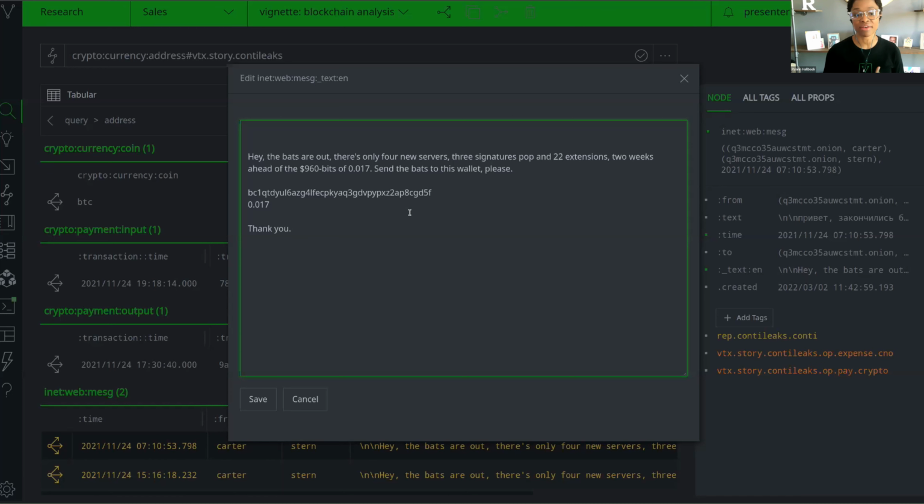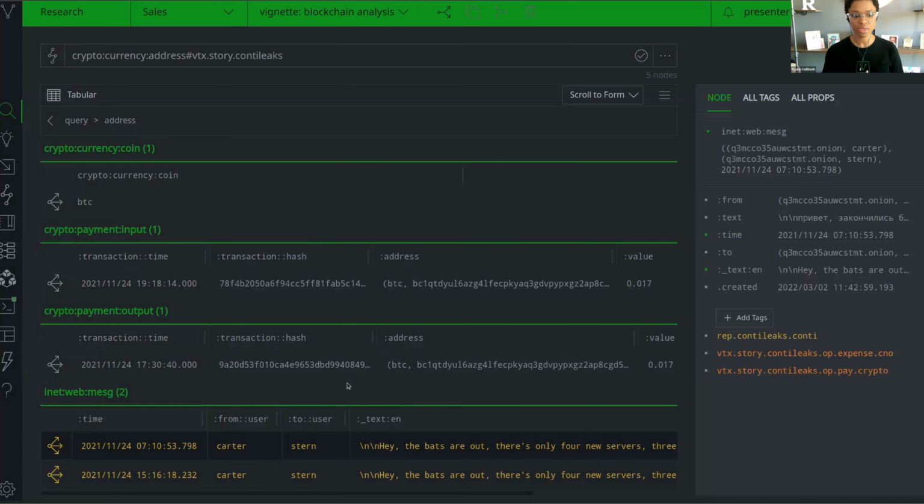So in this message that I have pulled up here, for an example, I see that they're talking about some new servers, some signatures and extensions, and they specifically call out the address that the payment needs to be sent to. And they even call out the Bitcoin value that needs to be sent there. So when you look at all of this as a whole, what you have is the communicating parties, which can give you an idea of their role within the organization. You see the date that they're referring to and the dates that they're communicating. And then you also can come up and see the actual date that transactions occurred.